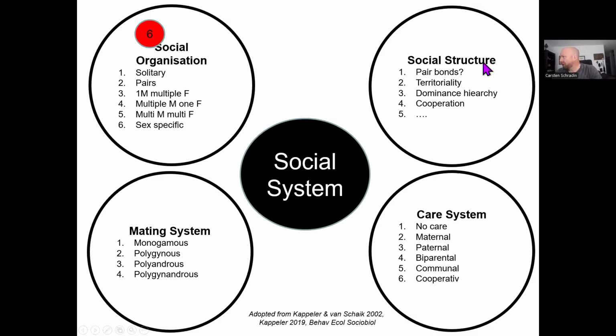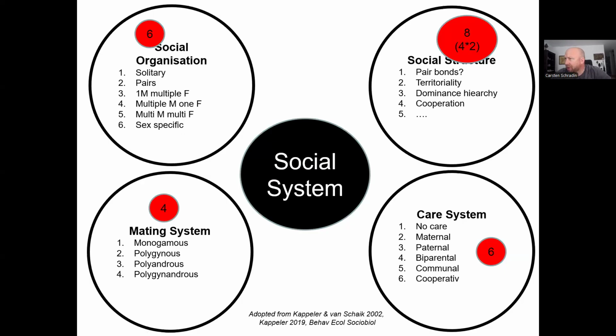The social structure: how individuals interact with each other. For example, do they have pair bonds? Yes or no. Are they territorial? Yes or no. And so on, with at least 8 subcategories. The care system: who is taking care of the offspring, with 6 subcategories, though in mammals the first one does not exist. And the mating system: who is mating and reproducing with whom, again 4 subcategories.